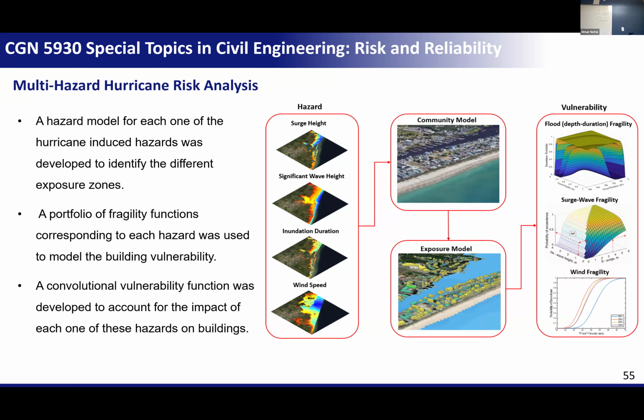Before, I had one single hazard, so I needed one single fragility. For flood depth, I needed flood depth fragility functions. Right now I have multi-hazard, so I need a set of fragility functions that can tell me the expected damage corresponding to each one of these hazards. Some of these hazards can cause structural damage, some of them can cause interior damage. But the combination is very complex. Sometimes we need to simplify it so that we can solve it.